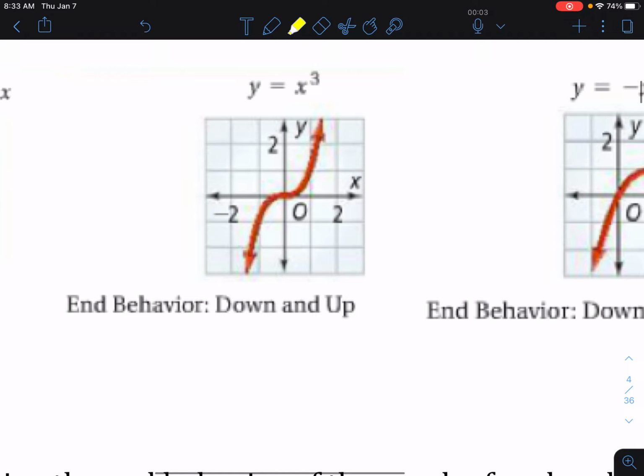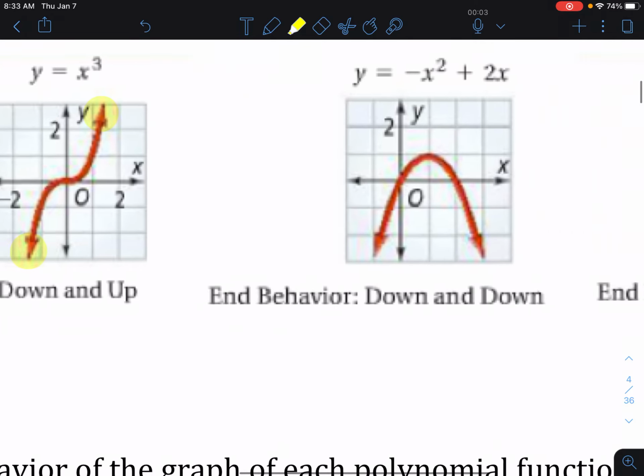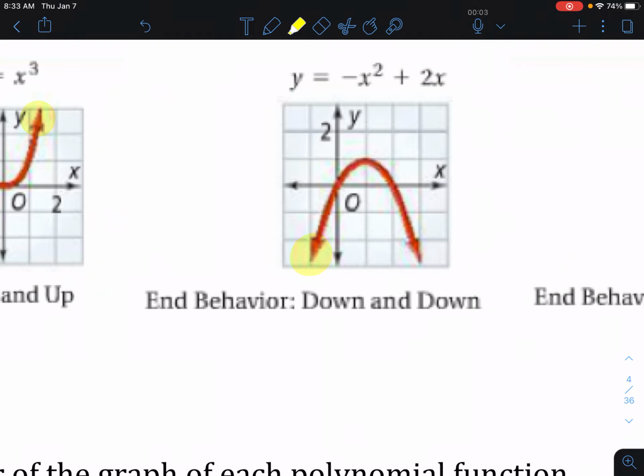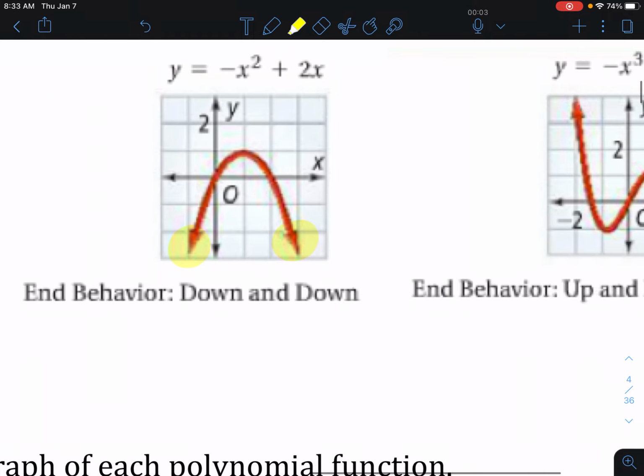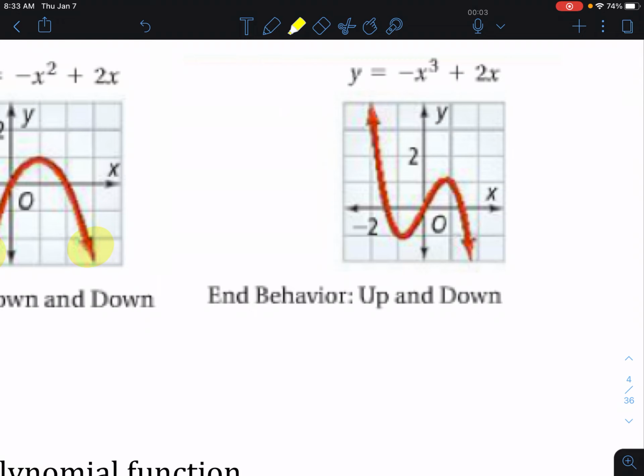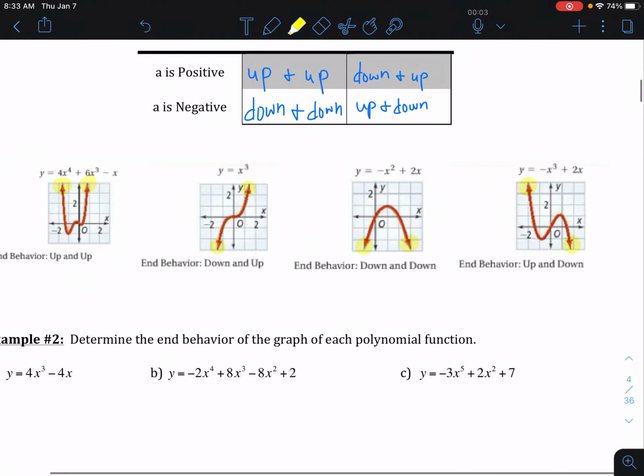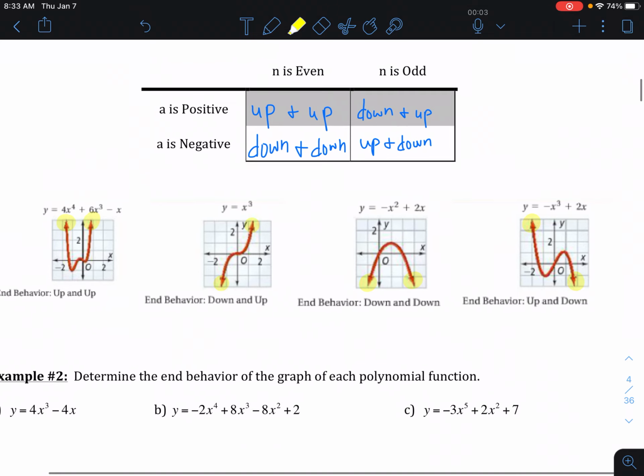This end behavior is down and up, down to the left, up to the right. This has end behavior of down and down. This end behavior is up and down. So left and then right, up and down.